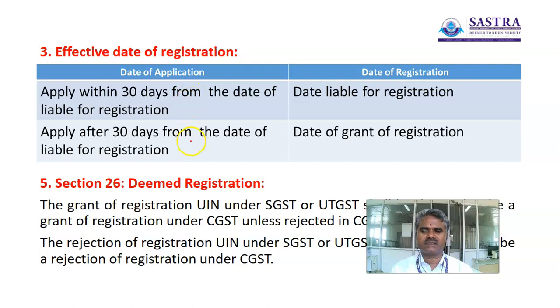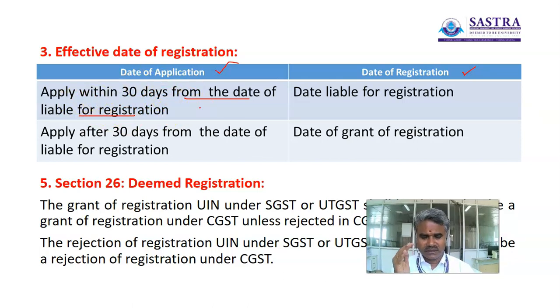Effective date of registration, this is very, very important, my dear students. You see the date of registration and the date of application. Apply within 30 days from the date of liability for registration. Date of liability for registration we already discussed. When you reach the threshold limit, either 10 lakh or 20 lakh or 40 lakh, the day itself you have to apply. So the date of application: apply within 30 days.